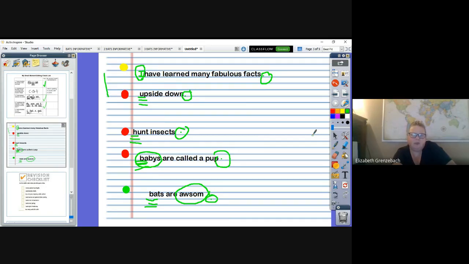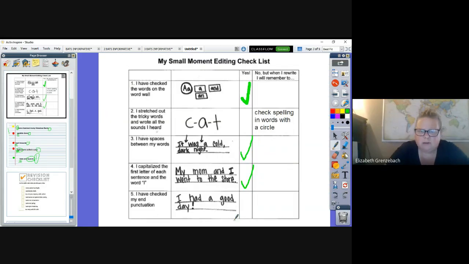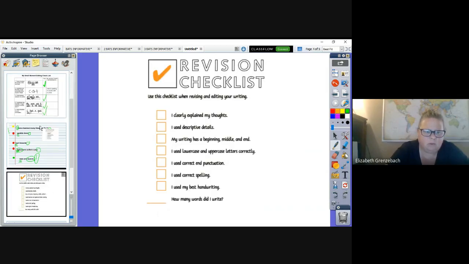Upside down, hunt insects. Babies are called a pup. Bats are awesome. So that's all facts and it's right. But if you want to have a little bit more excitement, you could, if you chose, add an exclamation point, a line, like kind of a lowercase l with a dot underneath it. Bats are awesome. That adds a little excitement. So now we've done our editing checklist. Let's go on to our revision checklist.